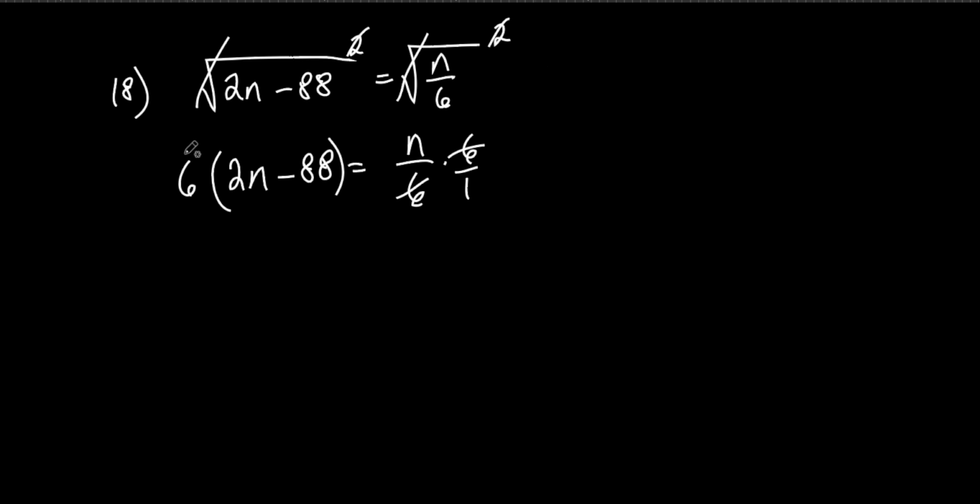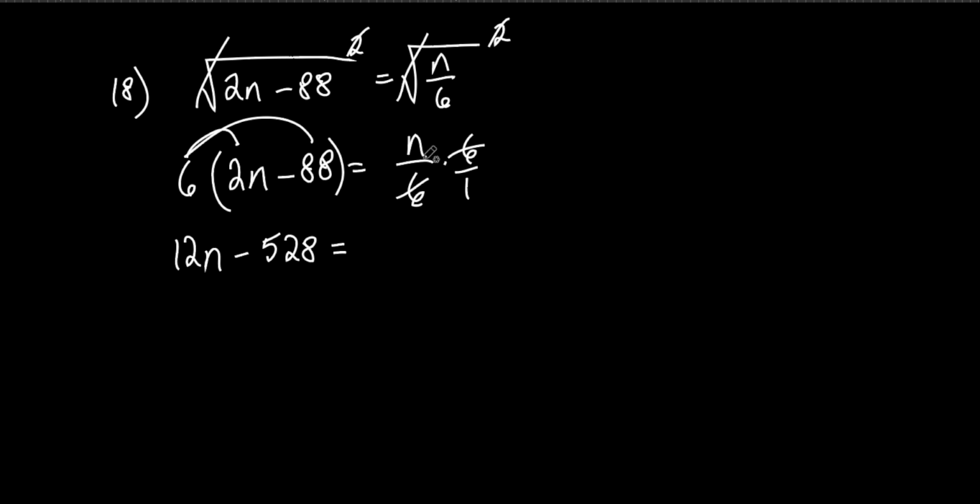Now what do we have here? Distributive property, right? I'm going to take that 6 and multiply it by both of these things right here. The first one's easy. 6 times 2 is 12n, right? Minus. Now, I don't know what that is. That's 6 times 88. That's 528. And I use my calculator. I'm not ashamed to admit it, okay?